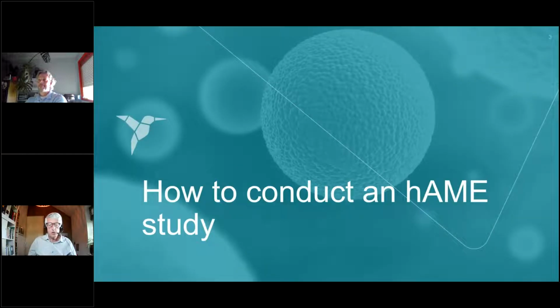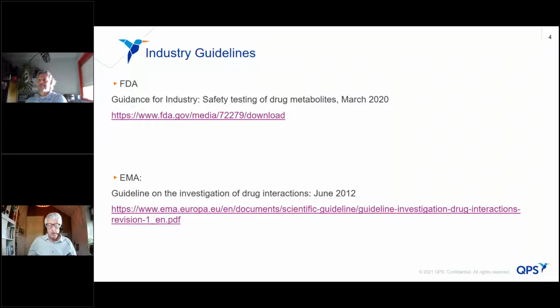So, how to conduct human hAME trials, which I call mass balance studies. Mass balance studies are executed mainly to answer questions on the fate of a drug when entering the body. How much ends up where, which metabolites are formed, and how and where is it eliminated. There is no clear guidance on how to do it, but guidelines tell why.